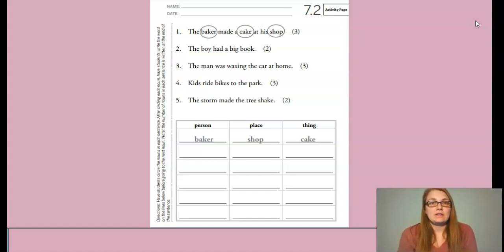Once you've read the sentence, circle the 3 nouns, or 2 nouns, circle the nouns in your sentence, and at the bottom, write them in their correct category. So for example, number 1, the baker made a cake at his shop. We have baker, cake, and shop. Baker is a person, the shop is a place, and the cake is a thing. Continue doing that with your sheet.